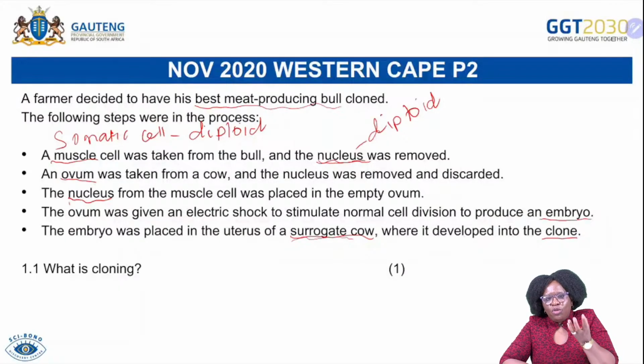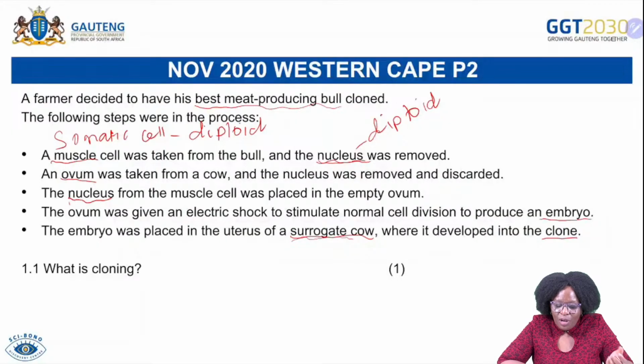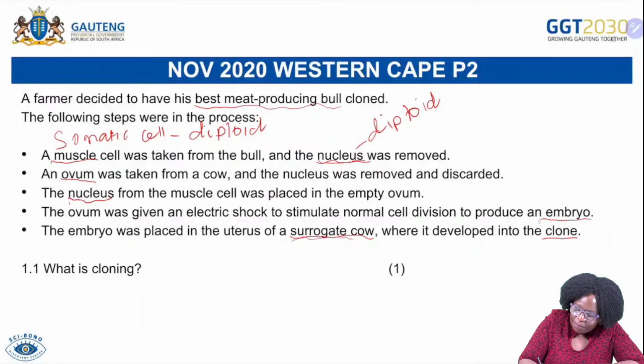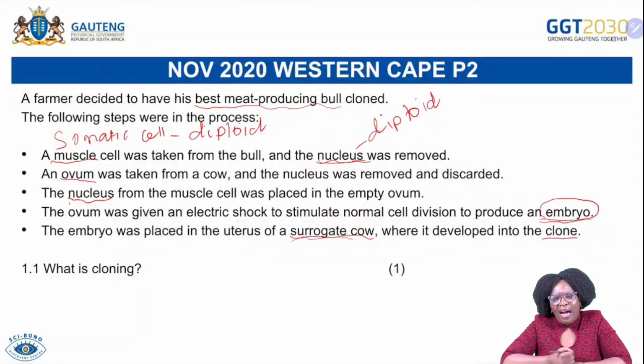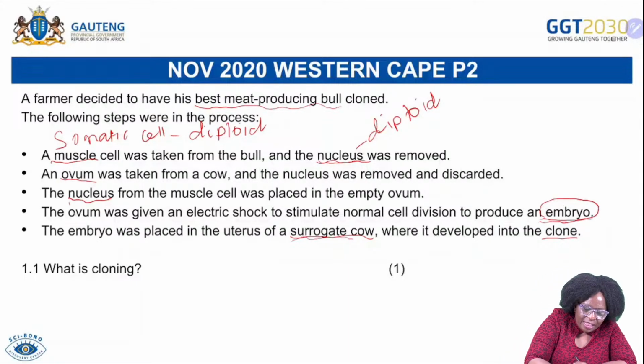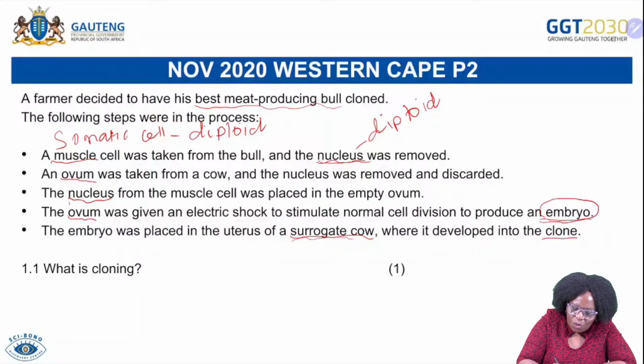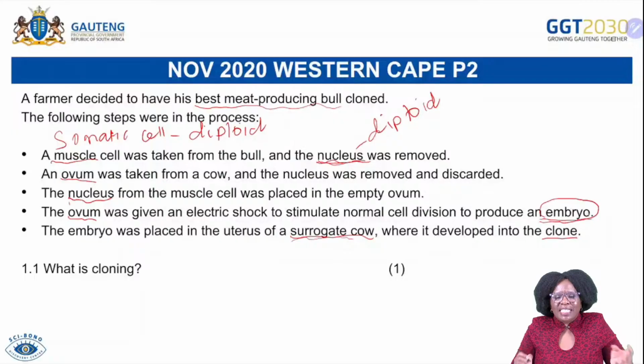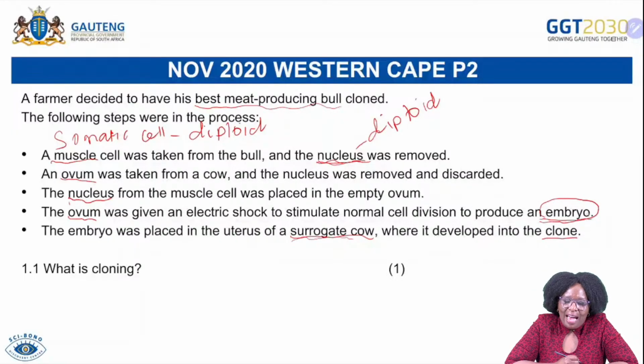This is the cow that is going to carry the embryo. How did the embryo develop? Through the electric shock to stimulate cell division. I want us to start thinking that embryo that is developing here, do you think it will have a haploid or diploid number of chromosomes? Just think, this embryo develops from the ovum that was given a nucleus which was diploid, meaning that now the embryo has got complete set of chromosomes. It's growing. Now it's placed on the surrogate mother or surrogate cow, where it's going to develop into the clone.